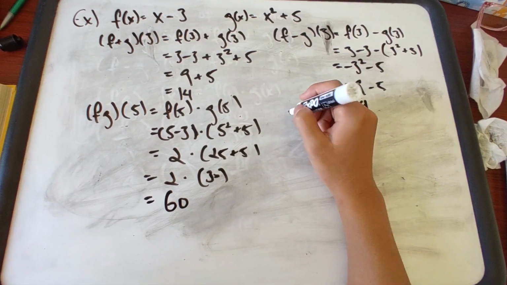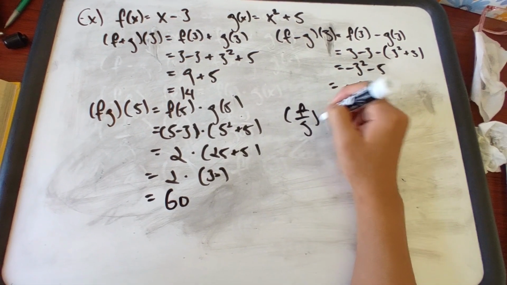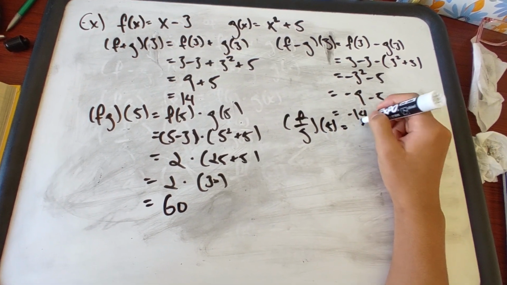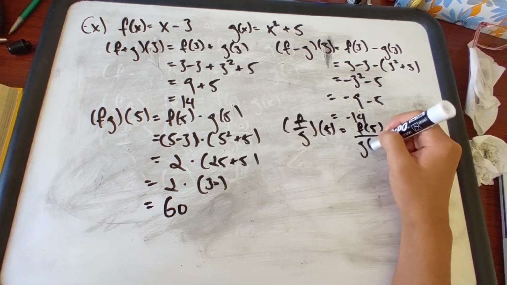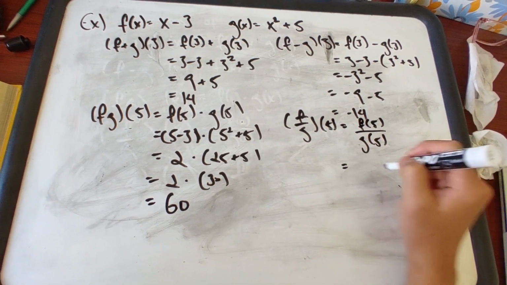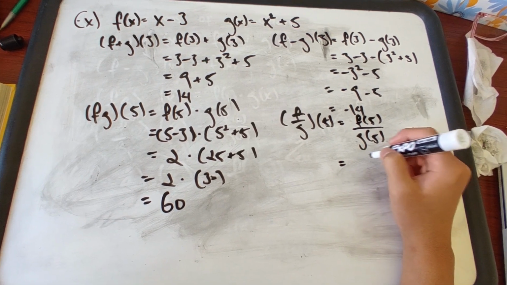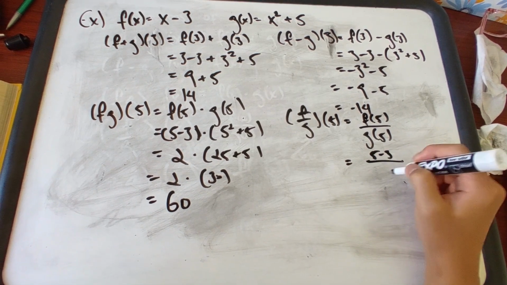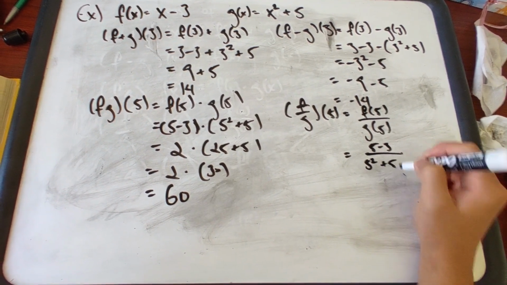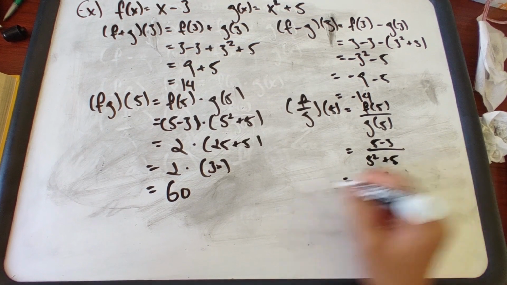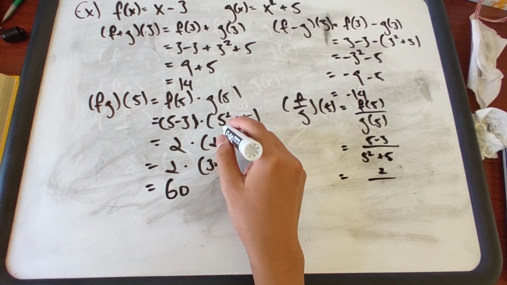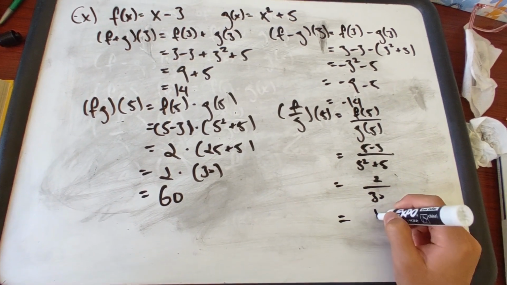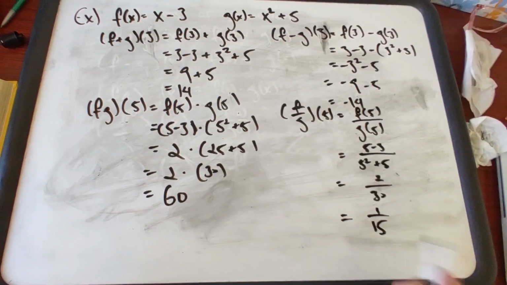And let's do the division one. F over g of 5. That'll be f of 5 over g of 5. So when we substitute the 5 into the functions, it'll be 5 minus 3 over 5 squared plus 5. That'll be 2 over, and we just use the value we got for 5 squared plus 5. When we simplify it, it'll be 30. And this will simplify to 1 over 15.